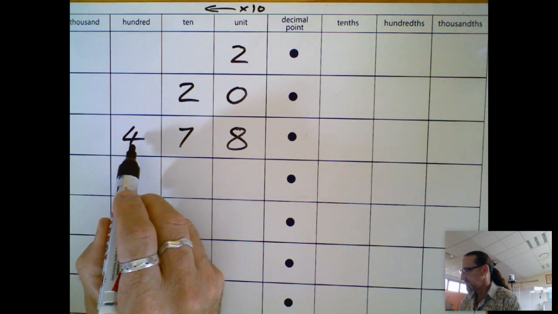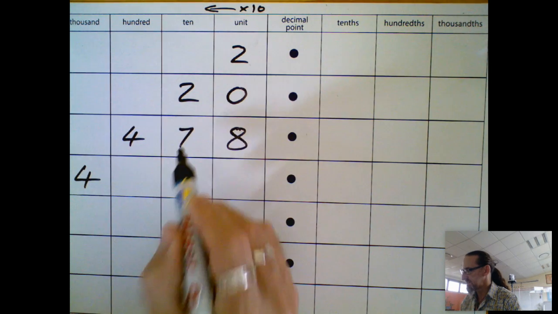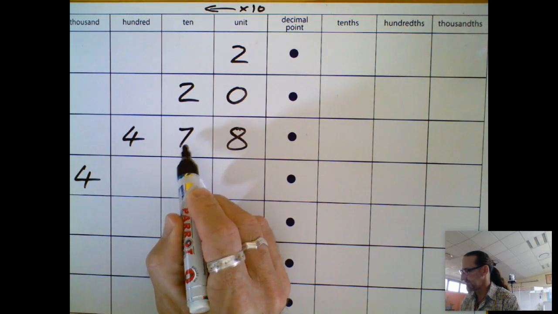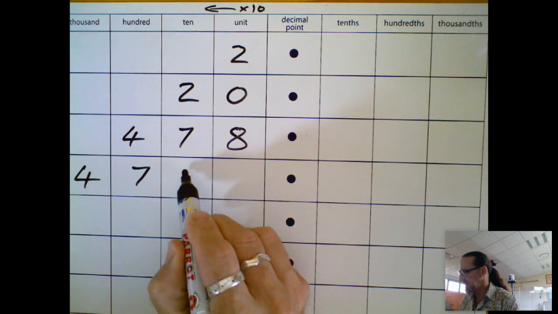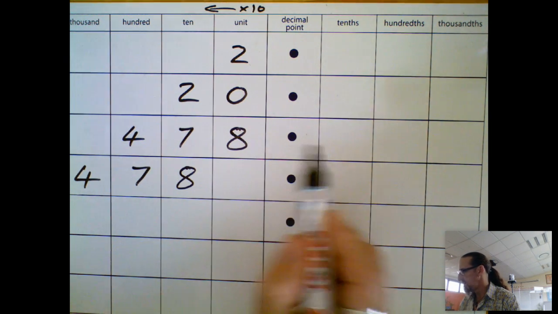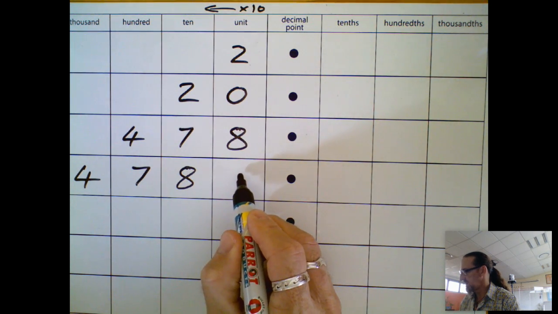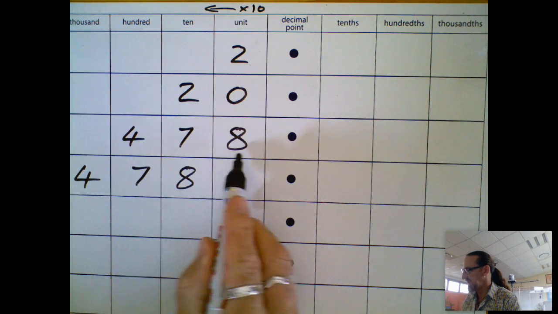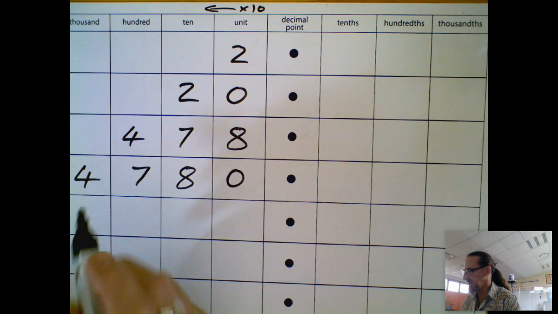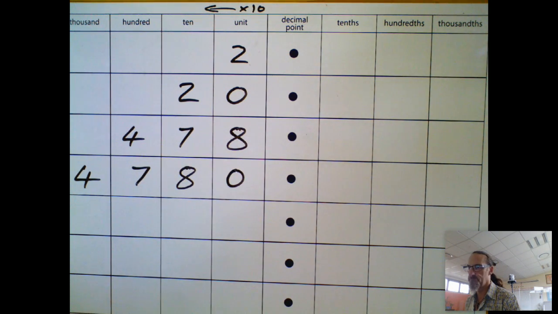So I've got 400 multiplied by 10, which becomes 4,000. I got 70 multiplied by 10, which becomes 700. And I got 8 times 10, which becomes 80. And I've got nothing down here below that. So nothing times 10 is still nothing. So I've got no ones. So 478 times 10 is 4,780. Okay?